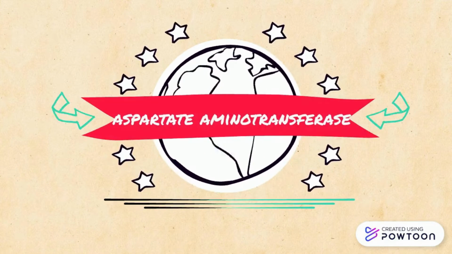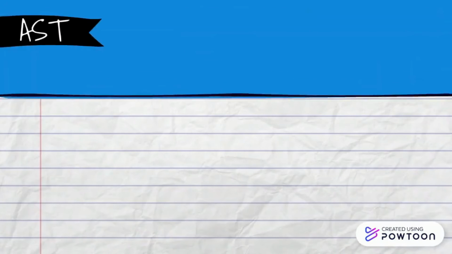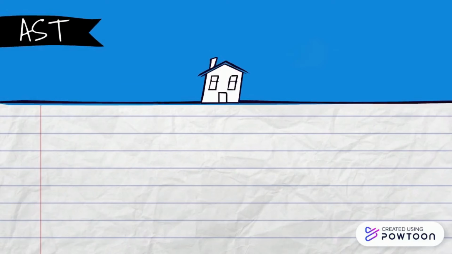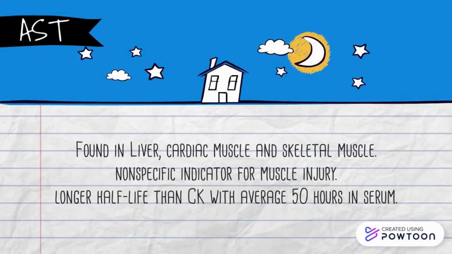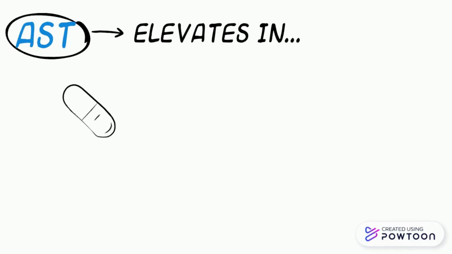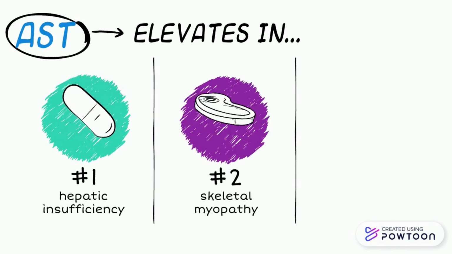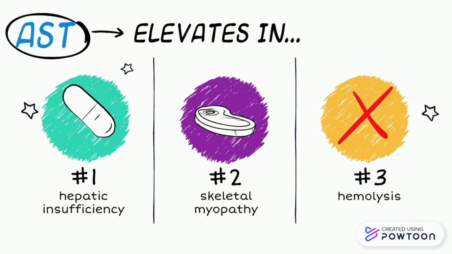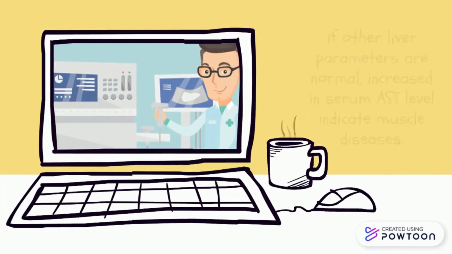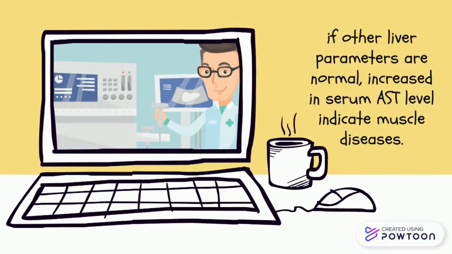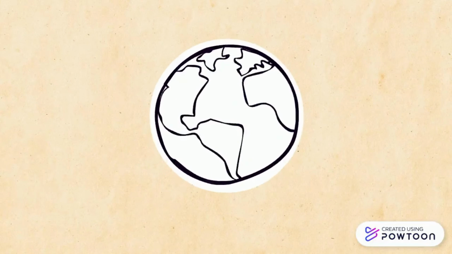Aspartate aminotransferase, also known as AST, is found in the liver, cardiac muscle, and skeletal muscle. It is a non-specific indicator for muscle injury and has a longer half-life than CK, with average 50 hours in the serum. AST elevates in hepatic insufficiency, skeletal myopathy, and hemolysis. If other liver parameters are normal, increase in serum AST levels indicates muscle disease.